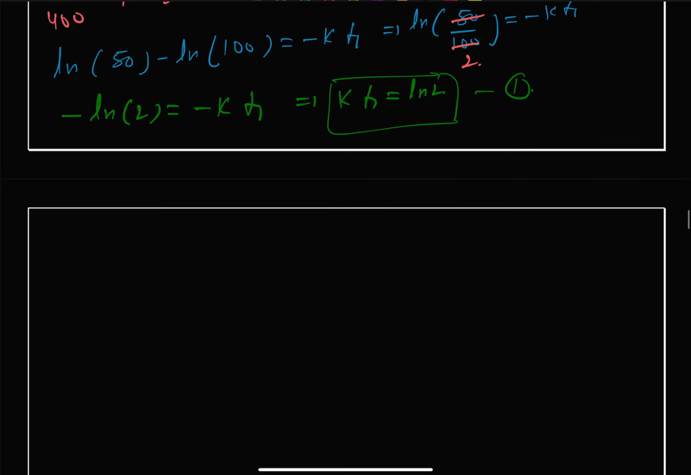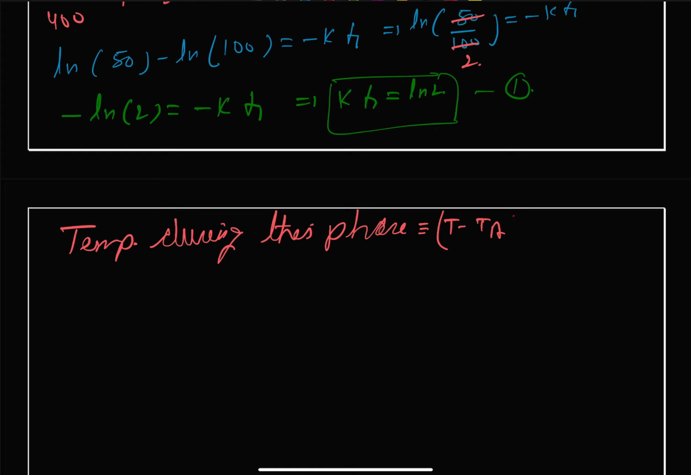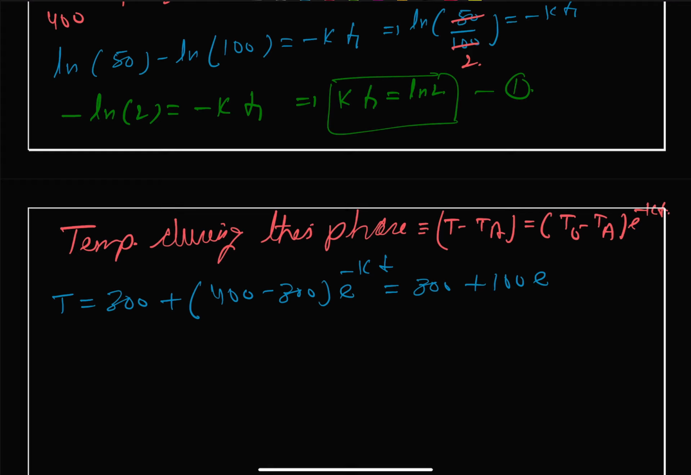So you can say the temperature during this phase is T minus TA equal to T naught minus TA times e raised to the power minus KT, and we know all the values, so we can write T will be equal to about 300 plus 400 minus 300 times e raised to the power minus KT, which comes as 300 plus 100 e raised to the power minus KT.